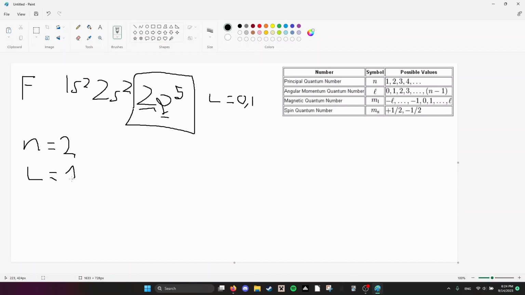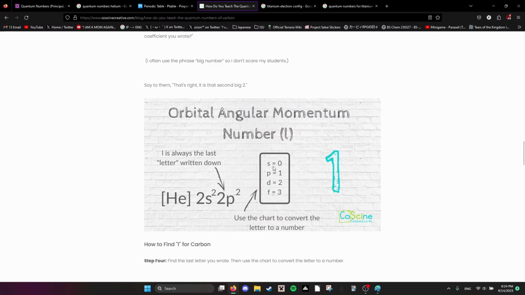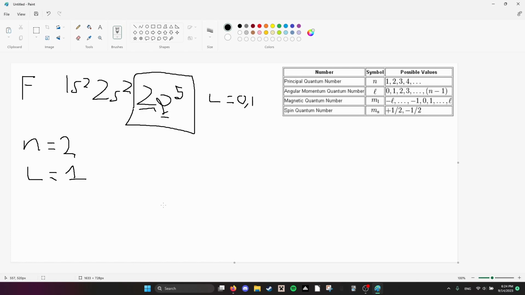So we're going to go ahead and write that down. L is equal to 1. If I cut back here, if we have S, it'll be 0. If we have D, it'll be 2. If we have F, it'll be 3. All right, good. So now we're going to move on to M sub L.